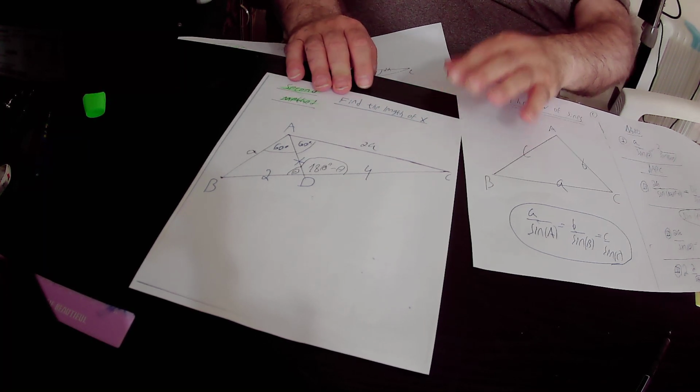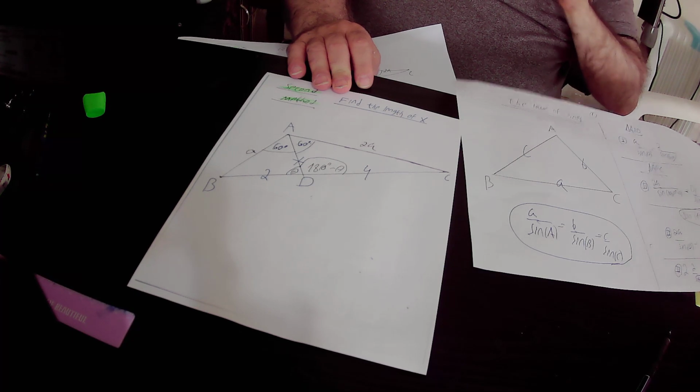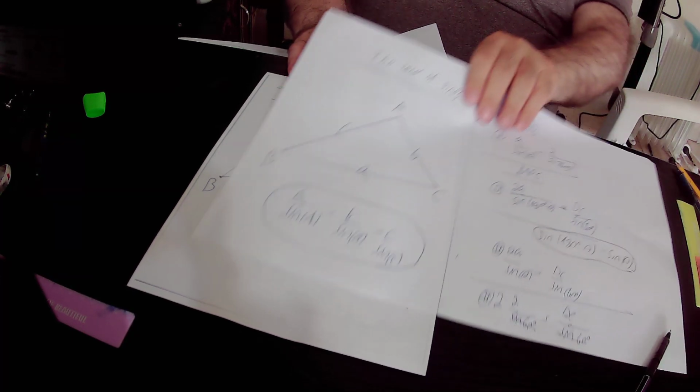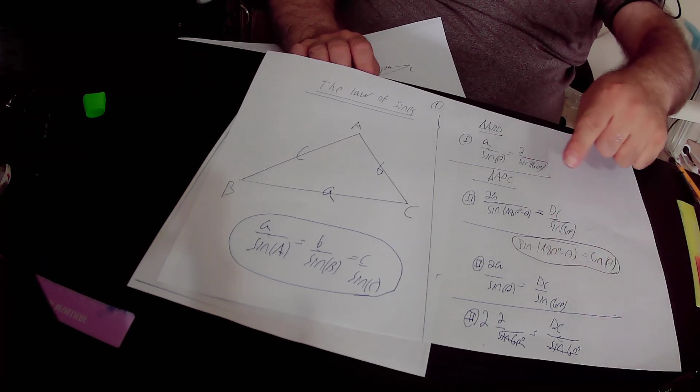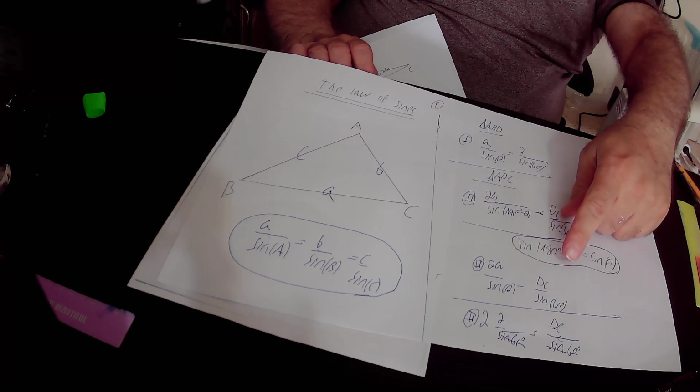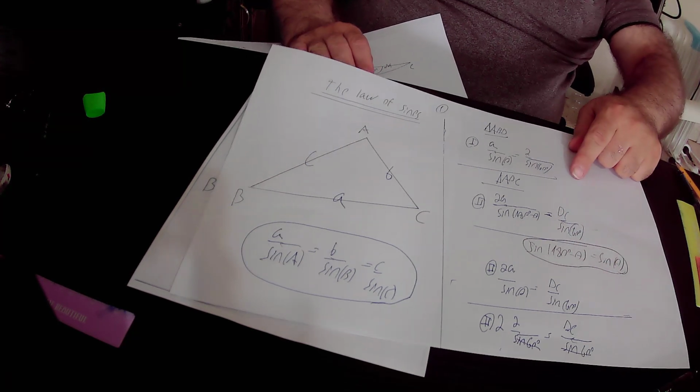And we have the trigonometric identity that sine of 180 degrees minus theta equals sine theta. So we can substitute sine of 180 degrees minus theta in equation number 2 by sine theta. We did it, and we got that 2A over sine theta equals DC over sine 60 degrees.